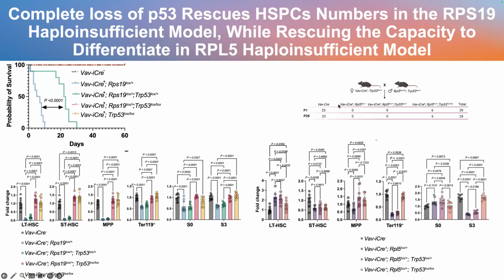What is happening in the RPL5? In the RPL5, the same. You remove one copy of P53, you don't rescue anything. They don't even reach birth. So meaning that, I don't know, they don't even get to the stress erythropoiesis point. This is something that I need to understand and think about more. But then you remove the two copies, you're fine. Here it is in orange. Totally fine. You rescue the capacity to differentiate in the late stages.